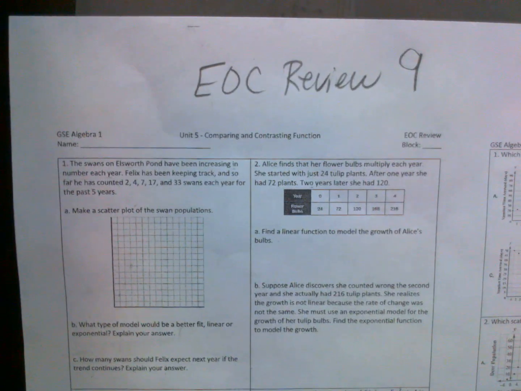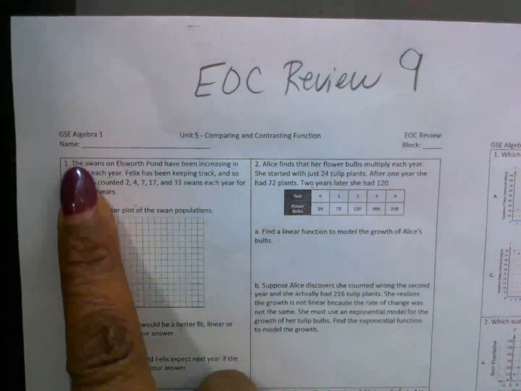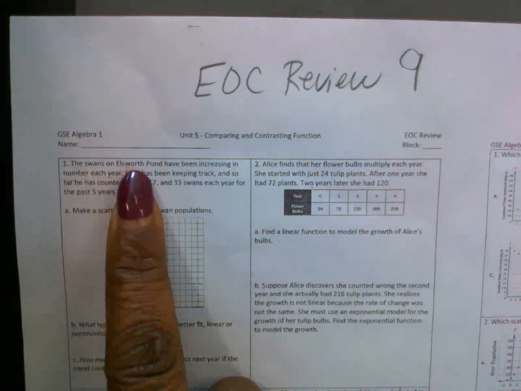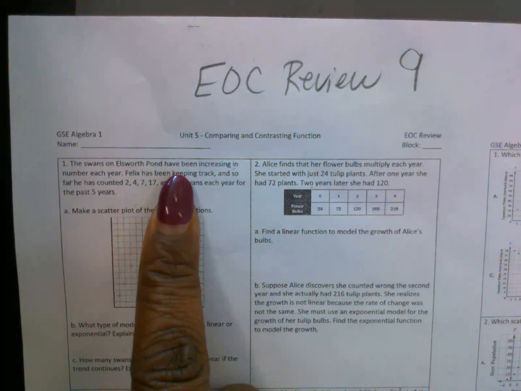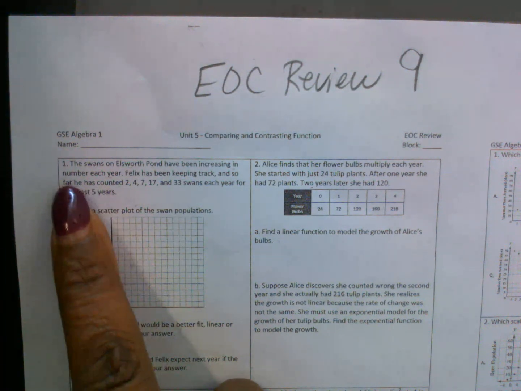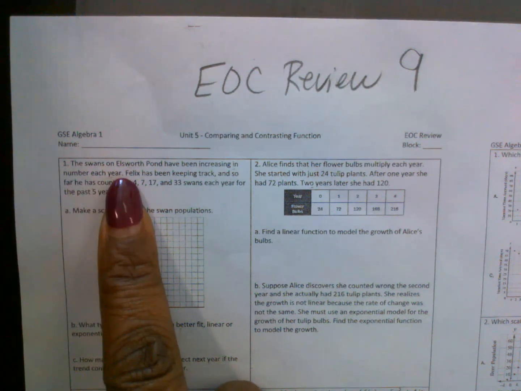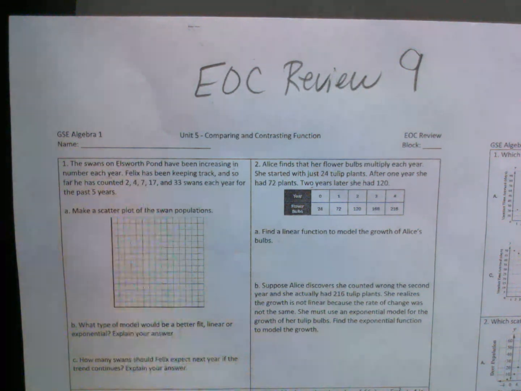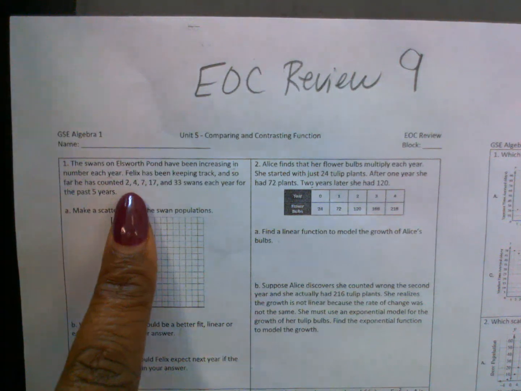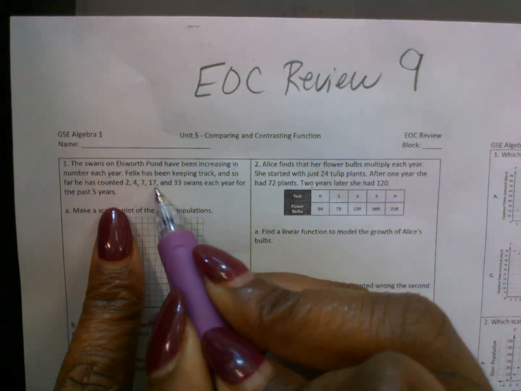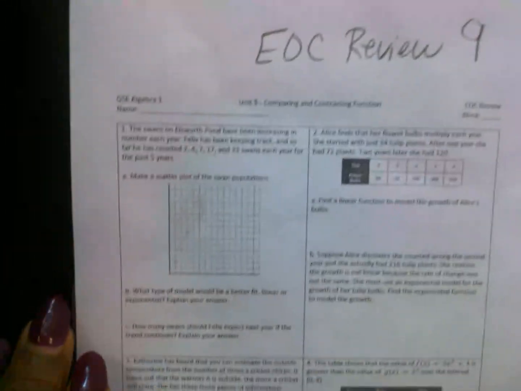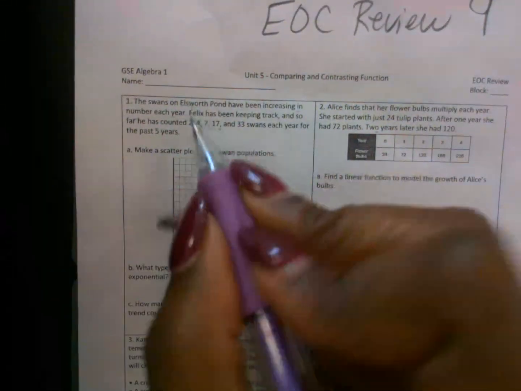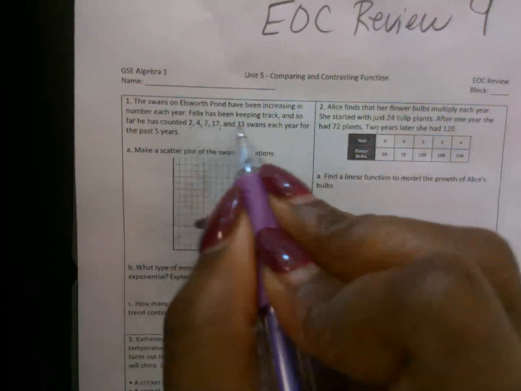All right, Math 1, this is EOC review number 9. Number 1 says the swans at Ellsworth Pond have been increasing in number each year. Let's keep track. Let's just continue. Got 2, 4, 7, 17, and 33 swans each year for the past 5 years. First, second, third, fourth. Okay, fifth year.